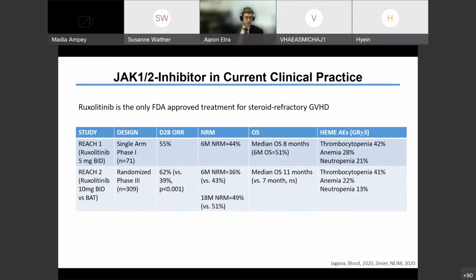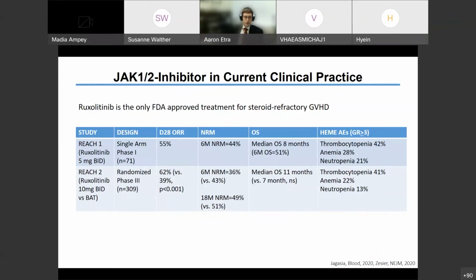The 6-month non-relapse mortality was 44%, which may not sound very good. And again, to be clear, non-relapse mortality means death due to any cause apart from relapse of the primary disease. Overall survival was a median of 8 months, and at 6 months, 51% of patients were still alive. As far as hematologic adverse events, you'll note that the theoretical concern about blocking JAK2 as well as JAK1 does bear out in actual clinical practice, with 42% of patients experiencing thrombocytopenia, 28% anemia, and 21% neutropenia.